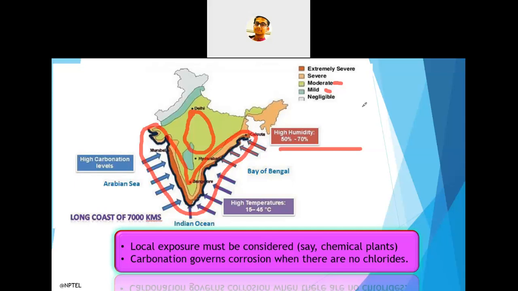So at that time also we have to consider the local exposure. If there is any chemical plant or the like, we have to see that before construction itself. We have to see what type of atmosphere is there, and based on this we have to select suitable materials and suitable strategies.